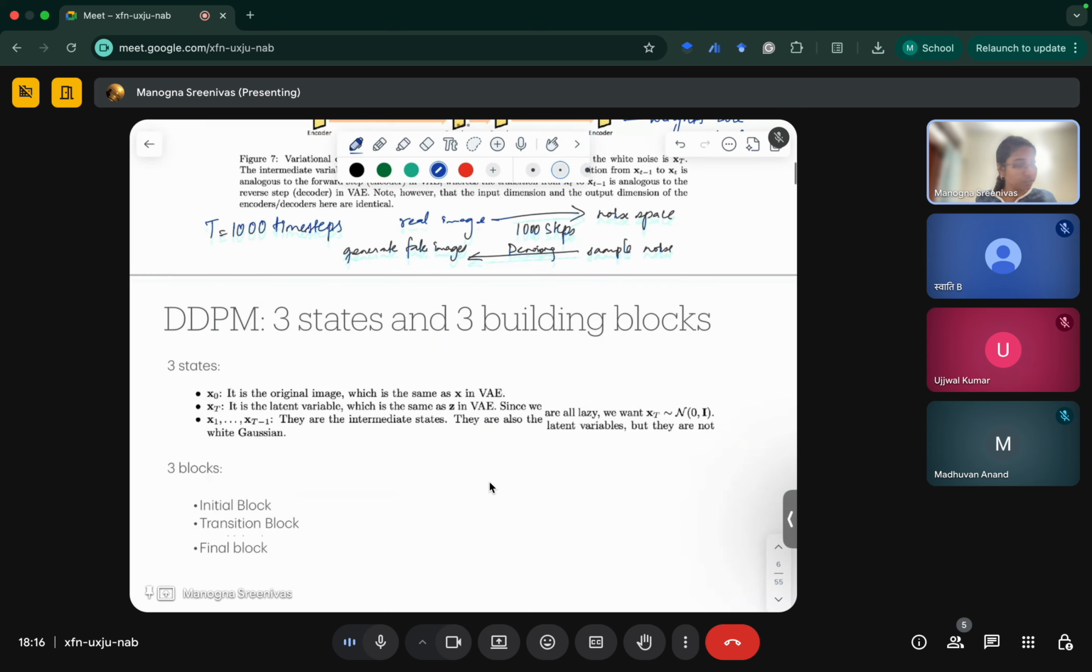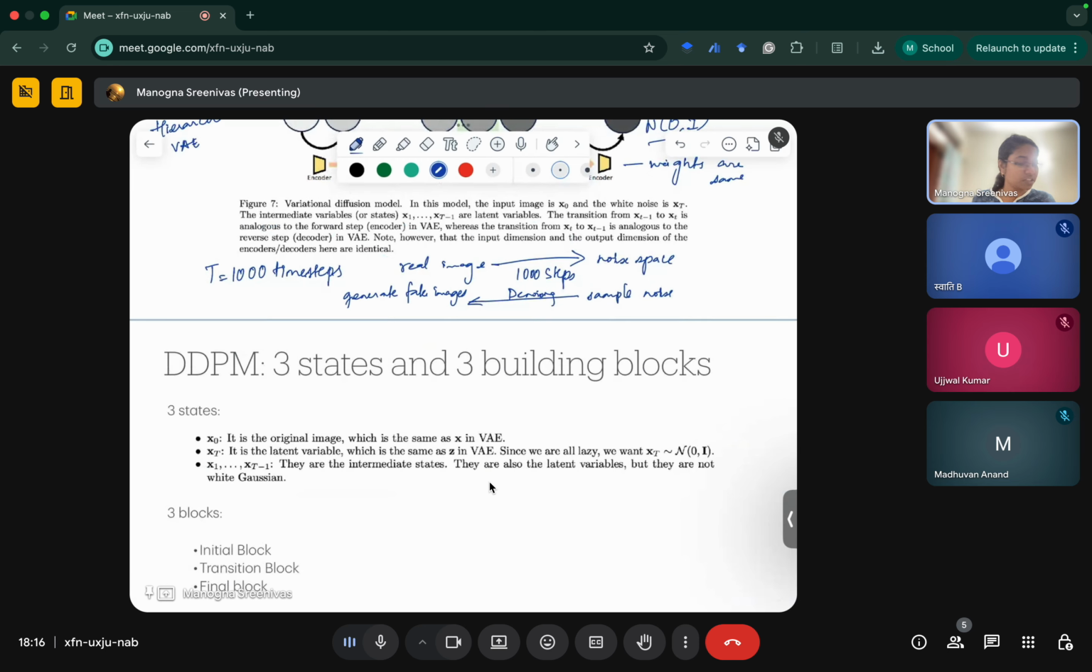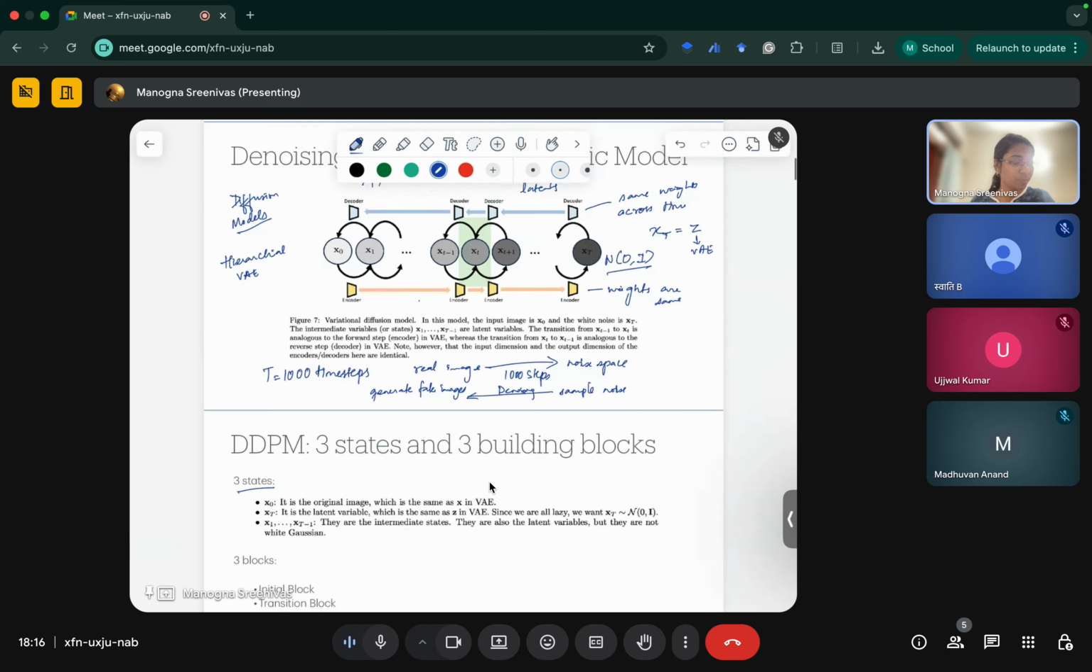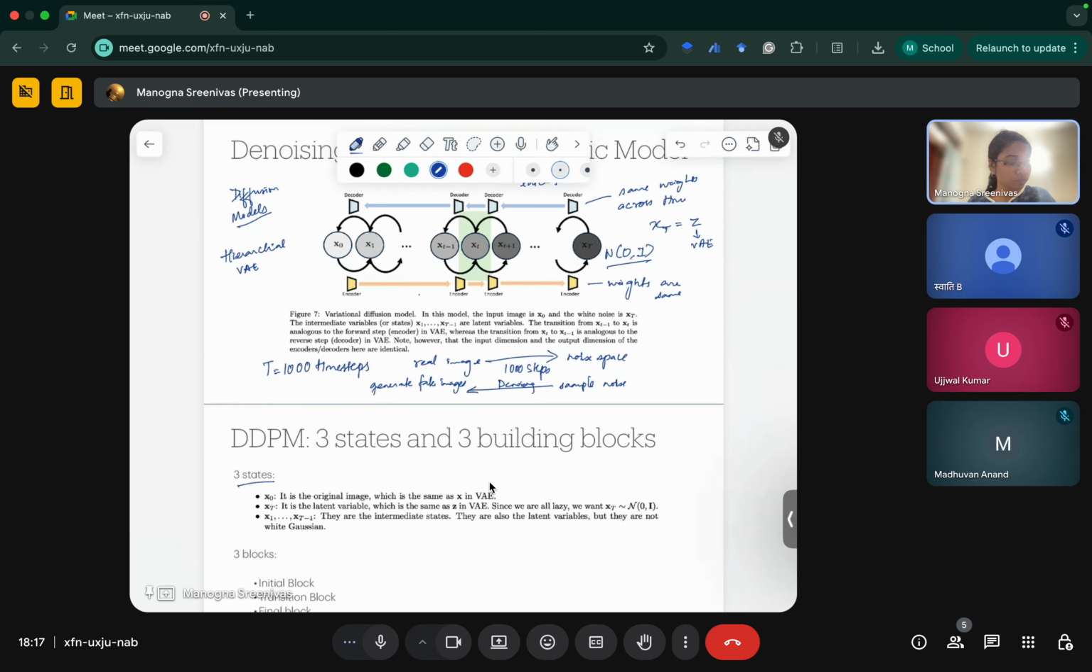So yeah, the three states and three building blocks of DDPMs are this. There are three different states. One is X naught. That is the original image, like this one. Original image where I am starting from. So that's the original image, which is the same as what we saw in the VAE, equivalent to X.